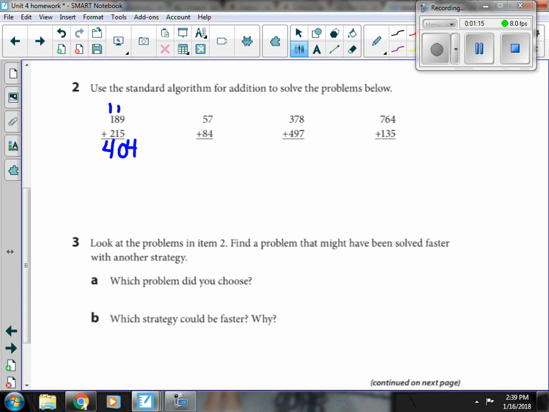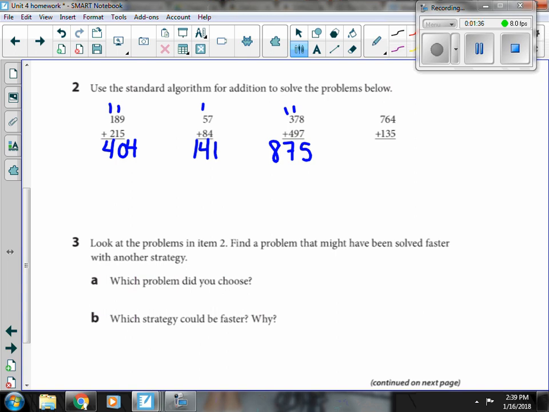The next one, 7 plus 4 is 11. And then I'm going to do 1 plus 8 is 9, plus 5 is 14. Remember that order doesn't matter. 8 plus 7 is 15, carry my 1. 1 plus 9 is 10, plus 7 is 17. 1 plus 3 is 4, plus 4 is 8.